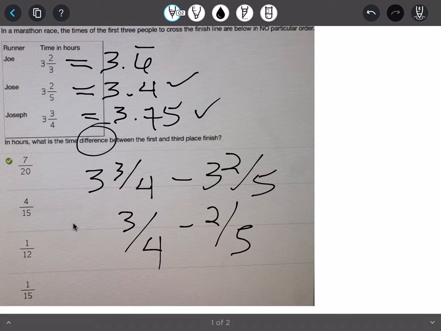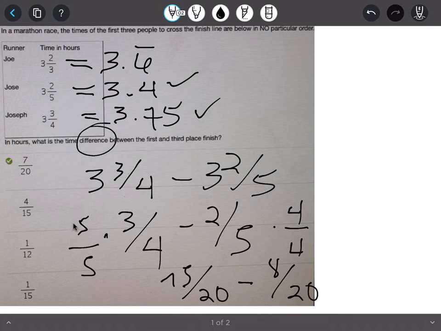The common denominator would be 20, so you got to multiply 3/4 by 5 over 5, and then you got to multiply 2/5 by 4 over 4. So what you get here is 15/20 minus 8/20, which comes out to be 7/20 of an hour. That's your answer.